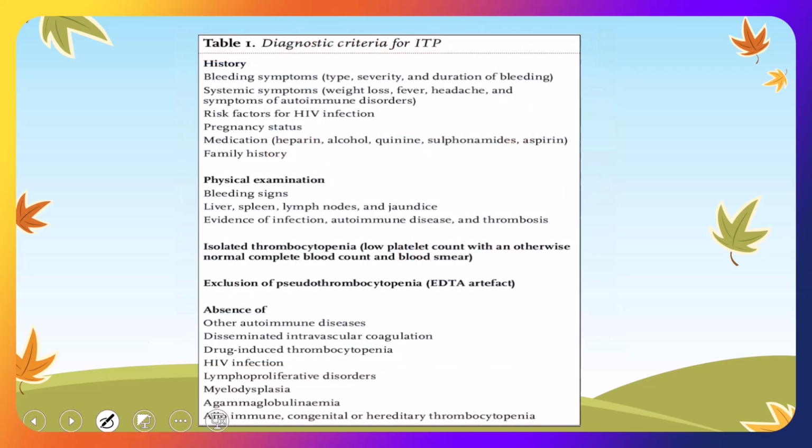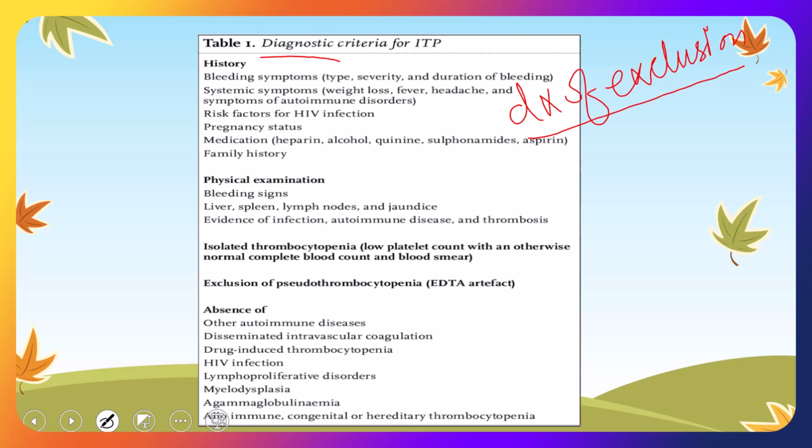Now, what is the diagnostic criteria for ITP? It is mainly a diagnosis of exclusion. That is, we have to exclude other conditions that can lead to thrombocytopenia, and if those conditions are not present, then the condition can be called ITP, because the name is idiopathic thrombocytopenic purpura.